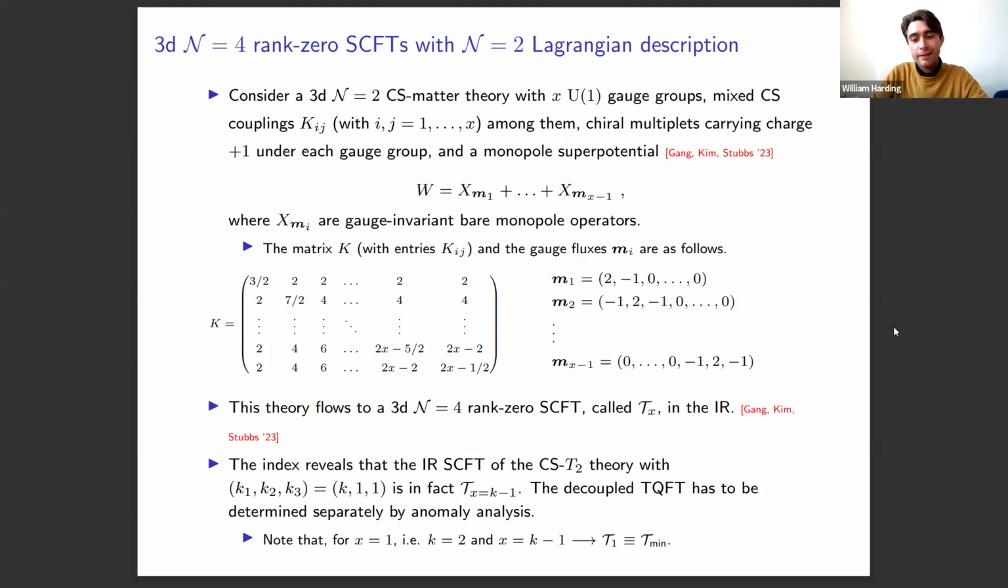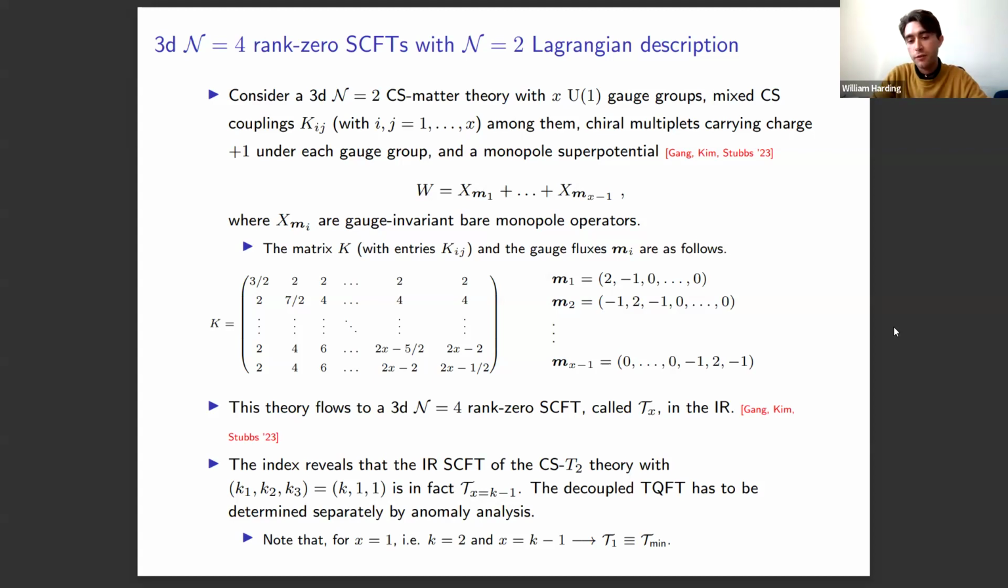Now, as shown by Gang, Kim, and Stubbs, this theory flows to a 3D N=4 rank 0 SCFT, which I denote as T of X. And the index reveals that the infrared SCFT of our Chern-Simons T2 theory with Chern-Simons levels (K, 1, 1) is indeed T of X with X equal to K minus 1.